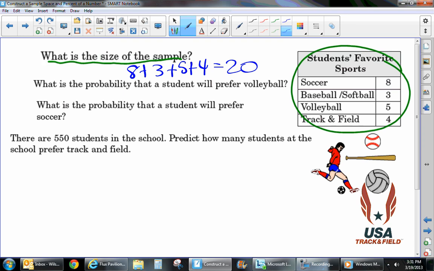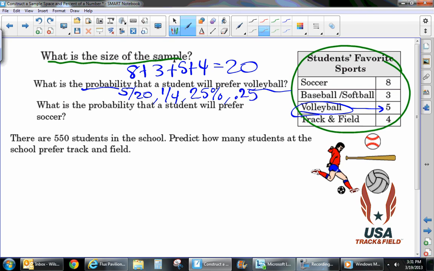The next question reads, what's the probability that a student will prefer volleyball? So then we're going to look over here at volleyball and notice that 5 students said they liked volleyball as their favorite sport, and probability must be written as either a fraction, a decimal, or a percentage. So I'm going to go with 5 out of my total, which is 20, and you can simplify that fraction to 1/4, and then you can turn that into a percentage. Keep in mind 1/4 as a percentage is 25%. Also as a decimal is 25 hundredths or 0.25.